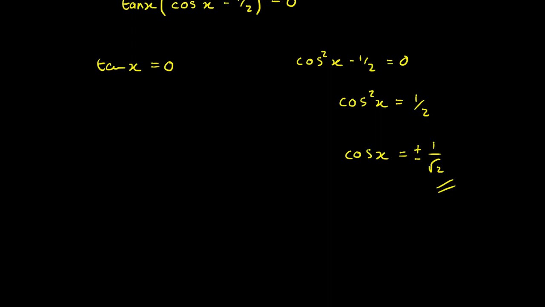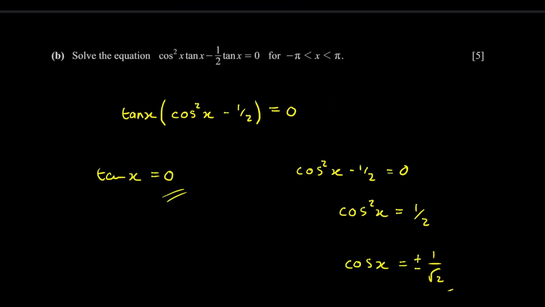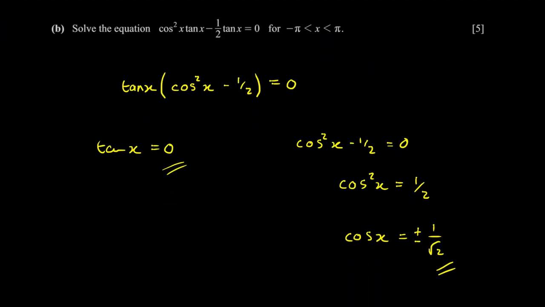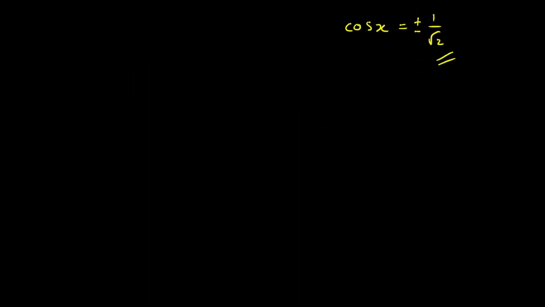Now, if we're going to solve these 2 things between negative pi and positive pi, there are a couple of ways that we could do that. One is to use graphs, one is to use the unit circle. I think what I'll do is a little bit of both so that you can see. So I'll solve the tan x with the graph, and I'll try to solve cos x with the unit circle. Okay, so let's go down. We try to solve tan x is equal to 0.